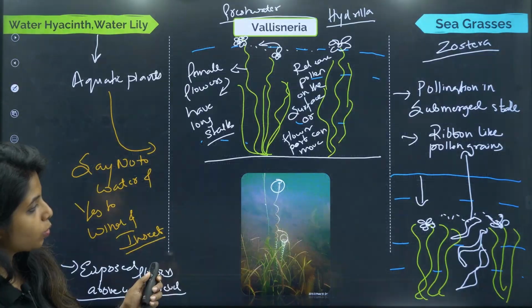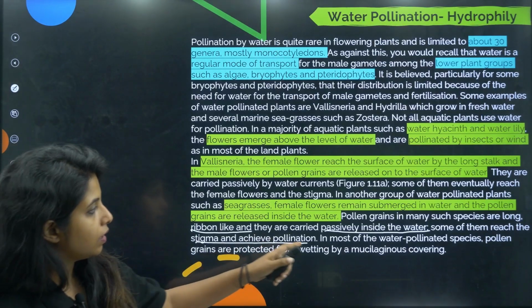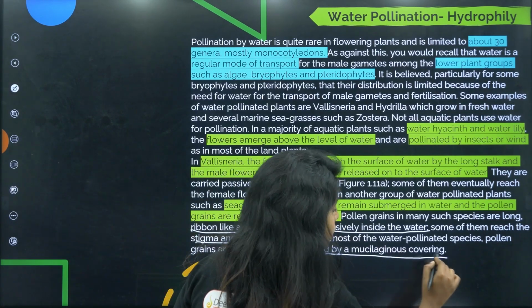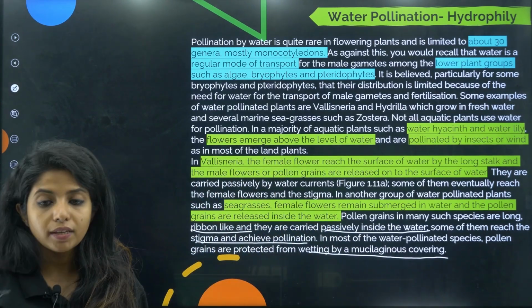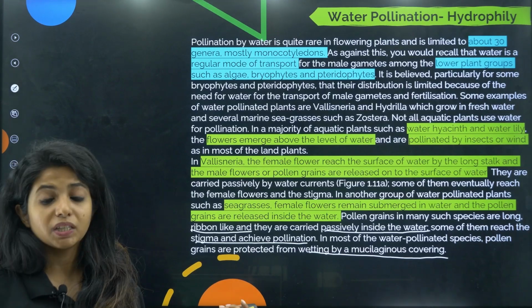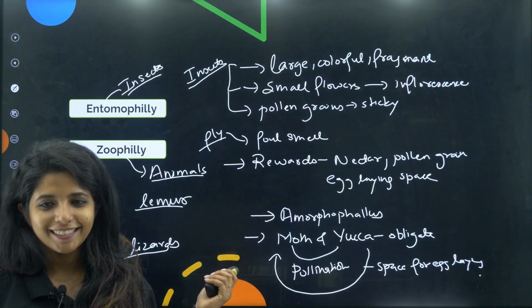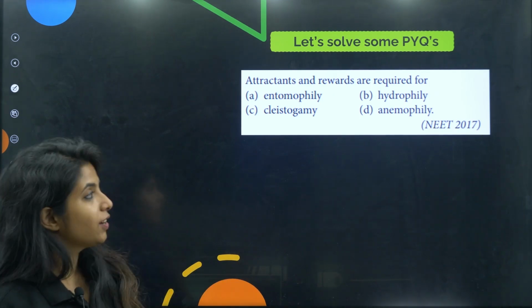And also one more thing, when you talk about water pollination, in most of the water pollinated species, pollen grains are protected from wetting by a mucilaginous covering. So, the mucilaginous covering protects the pollen, or otherwise it will get desiccated. So, that is also one very important thing. Done? Now, try to solve this question.